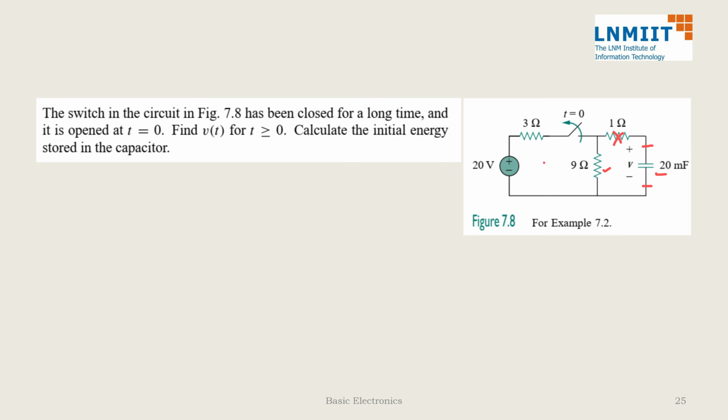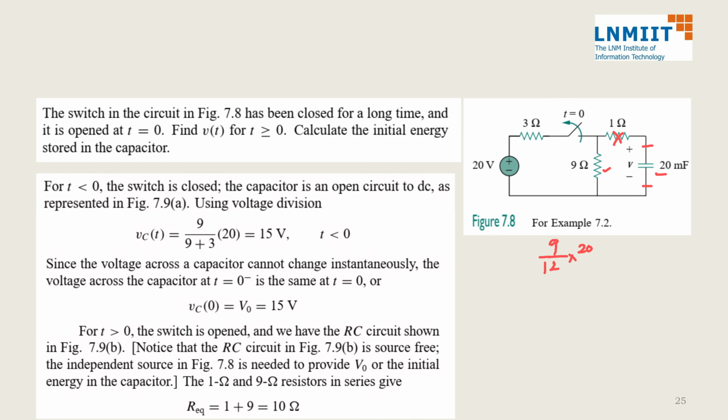So the voltage across this capacitor is the same as the voltage across 9 ohm. And how much will appear across 9 ohm? 20 volt is connected across the series combination of 3 and 9. That means the voltage across 9 ohm will be 9 by 12 of 20. So I easily got 15 volt as my initial voltage. Once I open this switch, 3 ohm is gone, 20 ohm is gone, 20 volt is gone. So now I am left with 1 ohm and 9 ohm in series, and both of them parallel to 20.